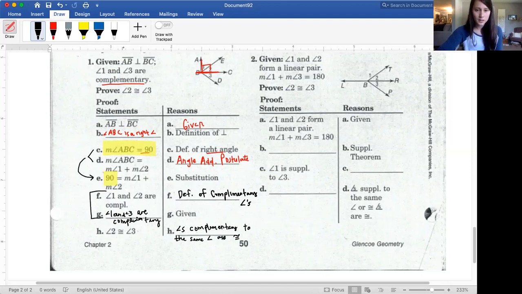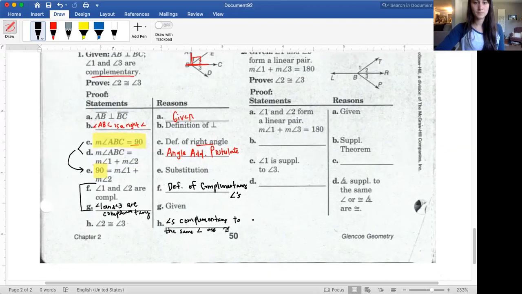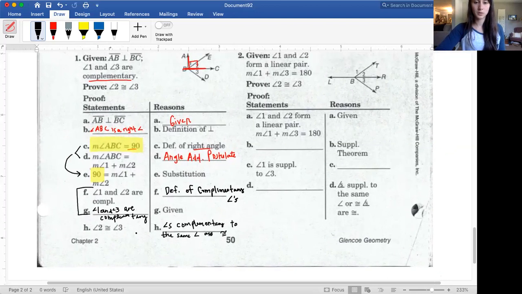So because 1 and 3 are complementary, and then 2 and 3 are complementary, they're both complementary to angle 3. So I can conclude that, angle 1 and 2 are complementary, and 1 and 3 are complementary. So I can conclude 2 and 3 are also complementary, or they're congruent.